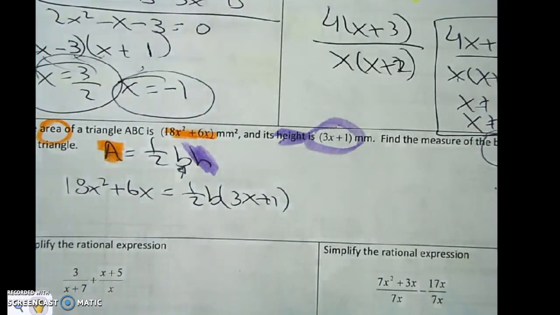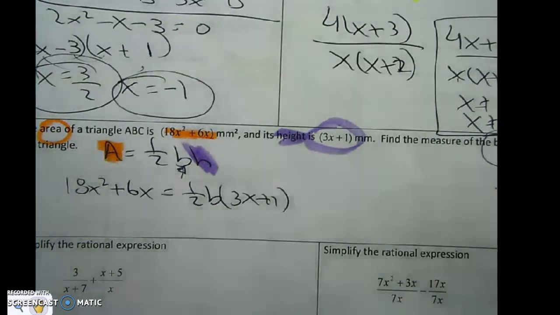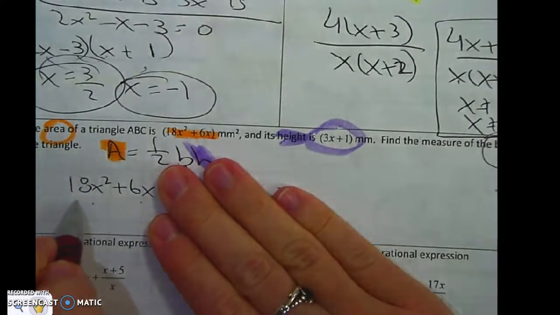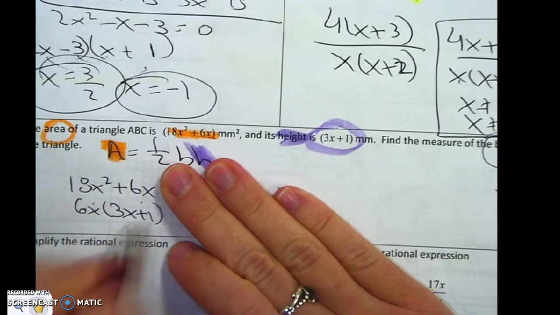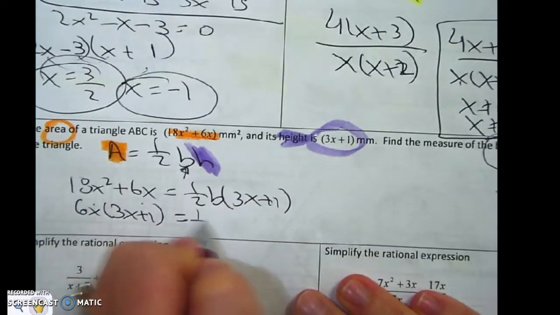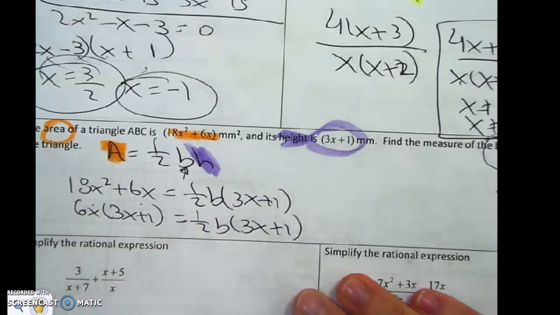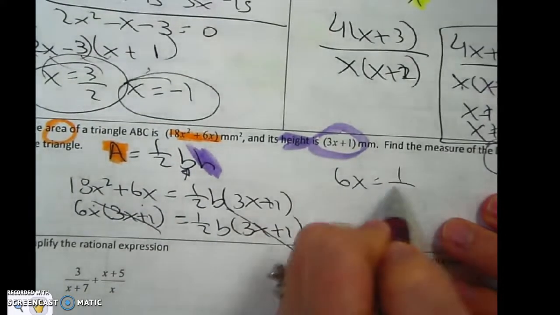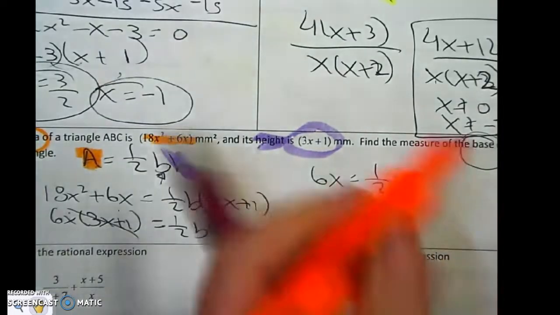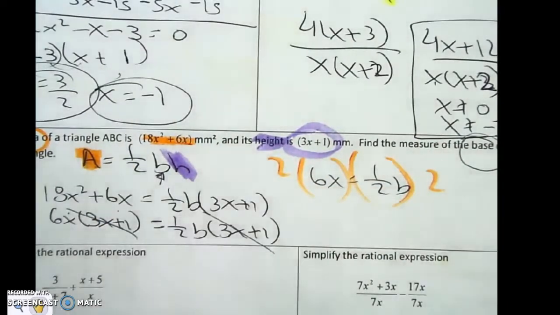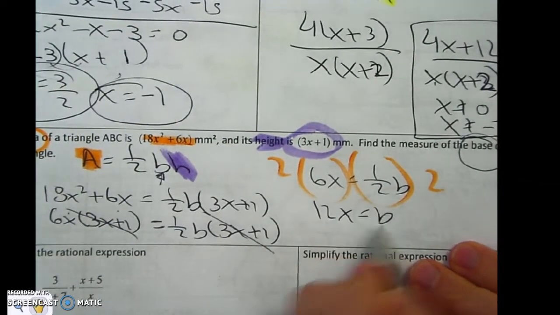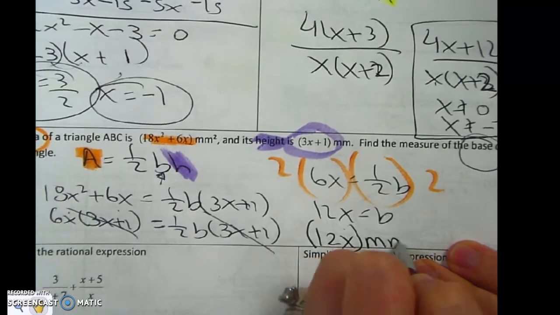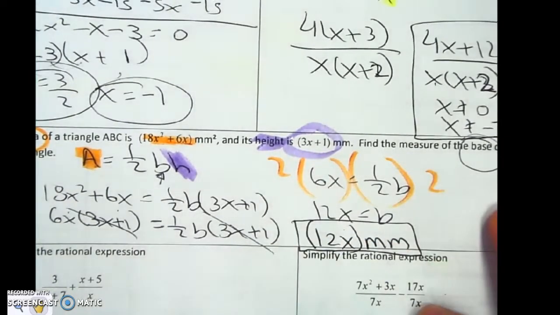All right. There's honestly a bunch of different ways to approach this. Doesn't matter, bunch of different ways. But for me, I notice a pattern. So I'm going to look at this side, and I'm going to take out a 6x, and I'd be left with 3x plus 1. And then equals 1/2 b, 3x plus 1. I notice that I have 3x plus 1 on both sides, so they cancel. 6x equals 1/2 b. How do I get rid of a fraction? Multiply by the denominator. 12x equals b. Oh, I got b. So my answer is 12x in parentheses millimeters. Yes, I will be looking for that. Yes, it needs to be in parentheses.